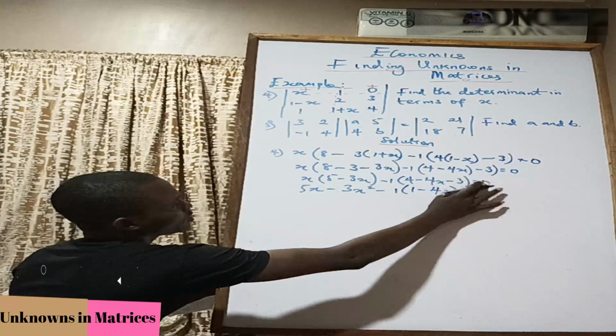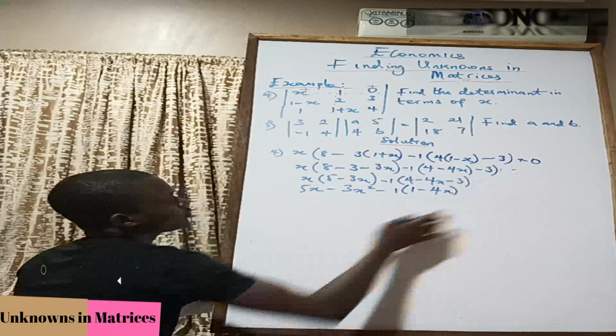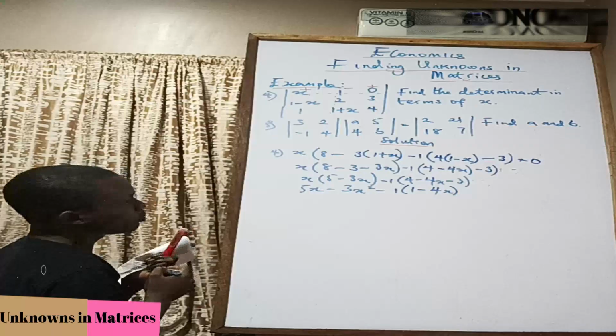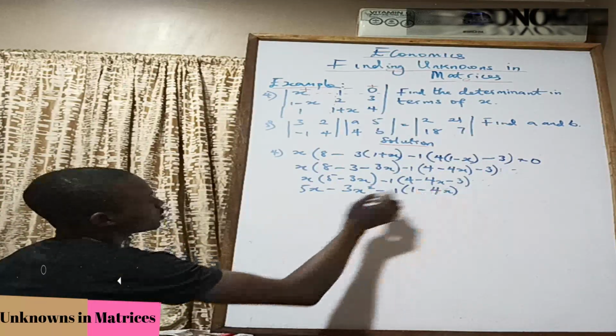No, it's not equal to 0, please. It's just plus 0, so I can take that off. It's not equal to 0. Alright, so minus 1, and 4 minus 3 is 1 minus 4x.